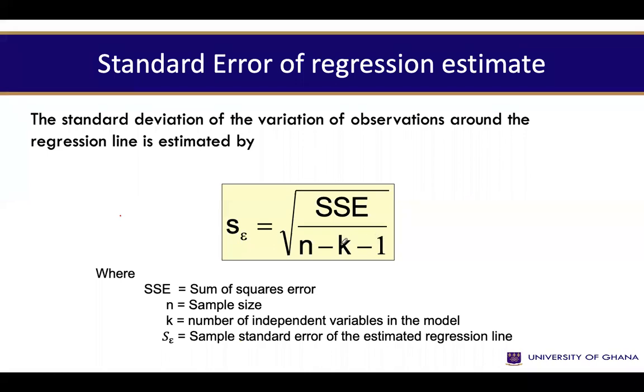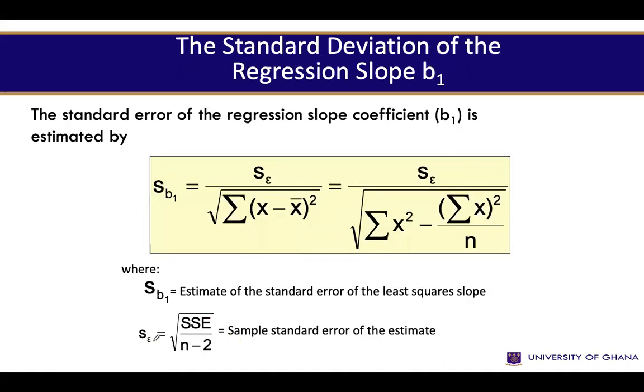And here, how many independent variables do we have? We have only one. So basically it's SSE divided by n minus 2. Then we'll be able to find the standard error, and the standard error helps us to find the standard deviation of the regression slope. The standard deviation of the regression slope is just the standard error divided by the square root of the sum of x minus x bar, all squared.